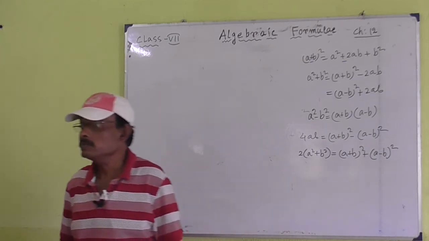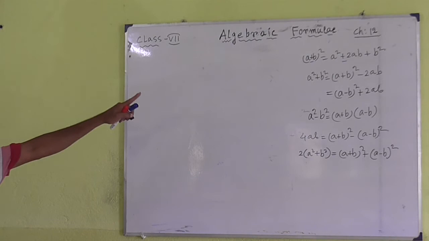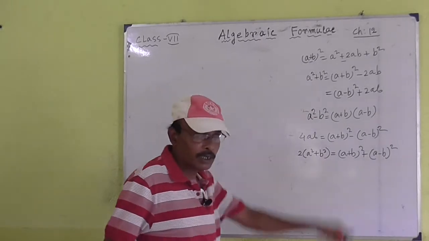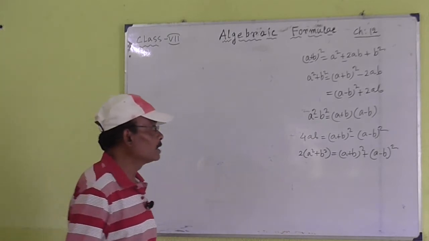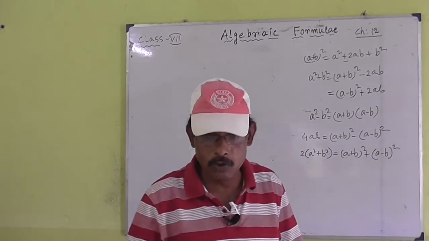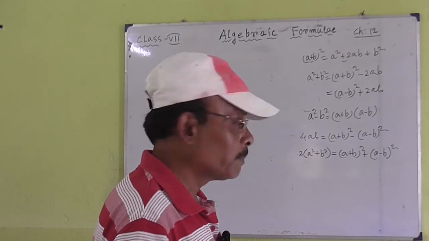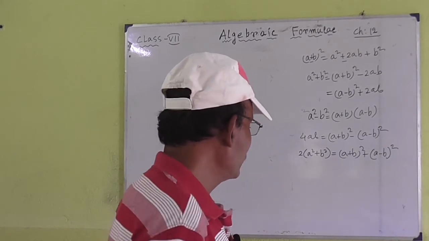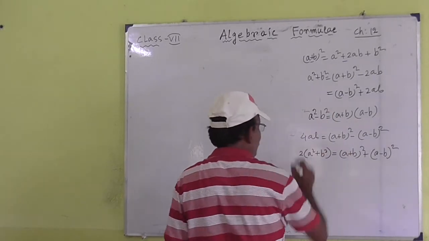Now, a plus b whole square equal to a square plus 2ab plus b square, a minus b whole square equal to a square minus 2ab plus b square. A square plus b square is a plus b whole square minus 2ab, and a minus b whole square plus 2ab. A square minus b square is a plus b into a minus b. 4ab equal to a plus b whole square minus a minus b whole square. 2 into a square plus b square, this is the formula.